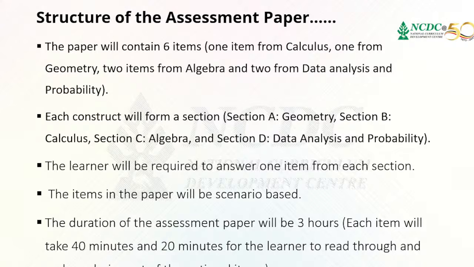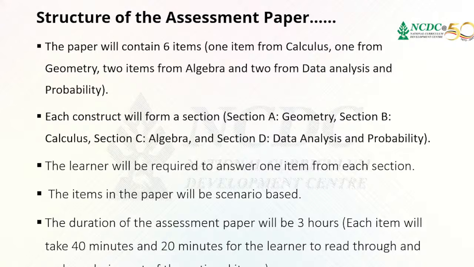I can say that section A will be compulsory, B will be compulsory, and then in section C, the learner will be required to choose 1 item. Then in section D, also the learner will be required to choose 1 item. So the learner will be required to attempt a total of 4 items. The items in the paper will be scenario based.